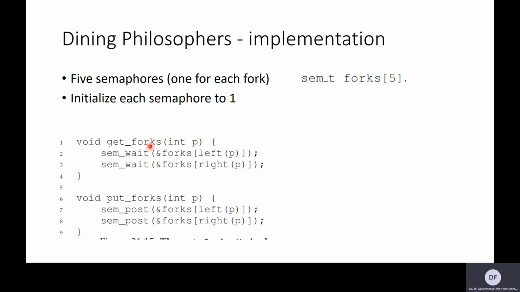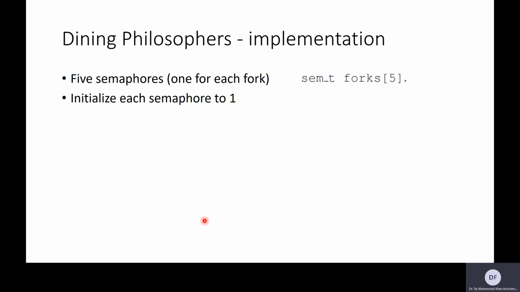So this is the implementation of get forks, and once we have eaten, we release the left and the right fork for this particular philosopher P by calling sem post on the semaphores associated with the left and right forks. So we release the forks after eating. This implementation of get forks and put forks is being used by all the philosophers, which means all the philosopher threads have the same code.